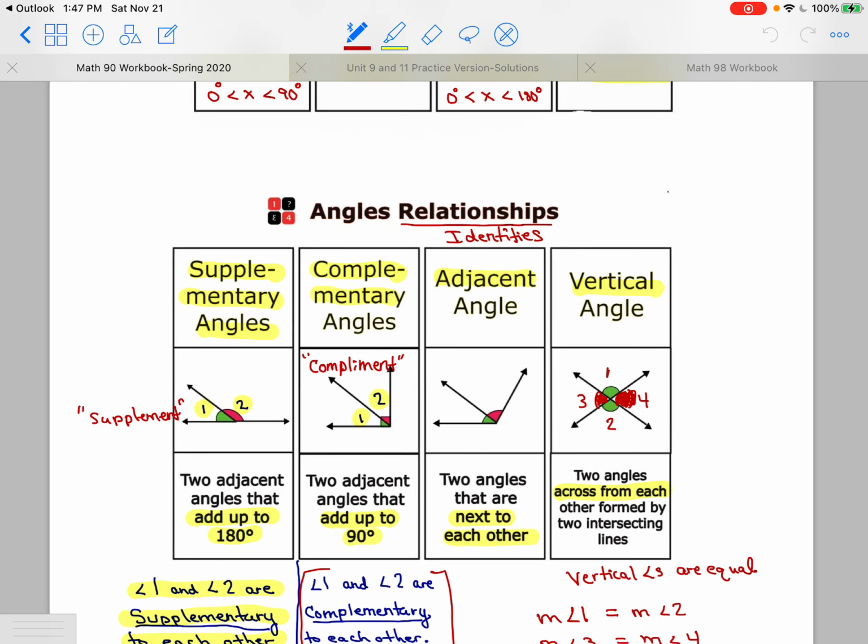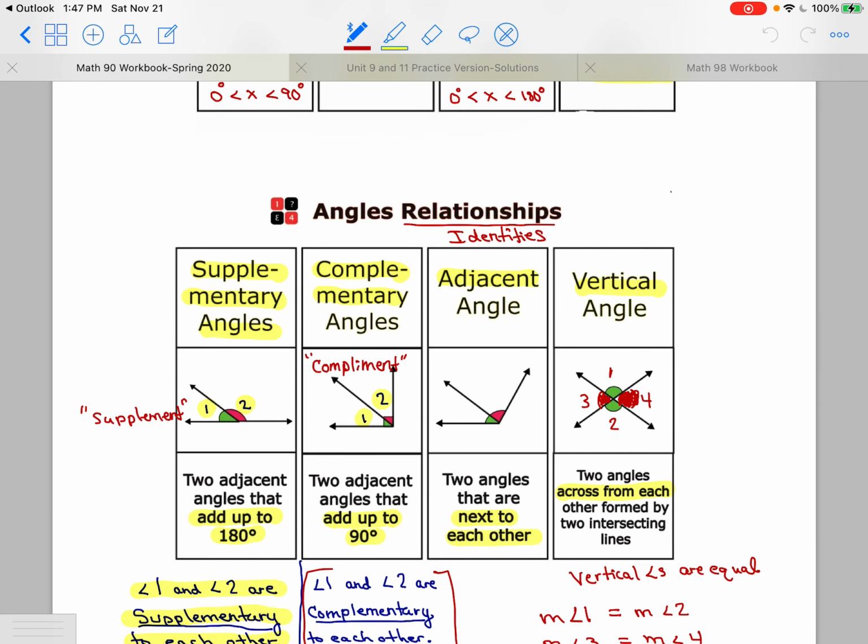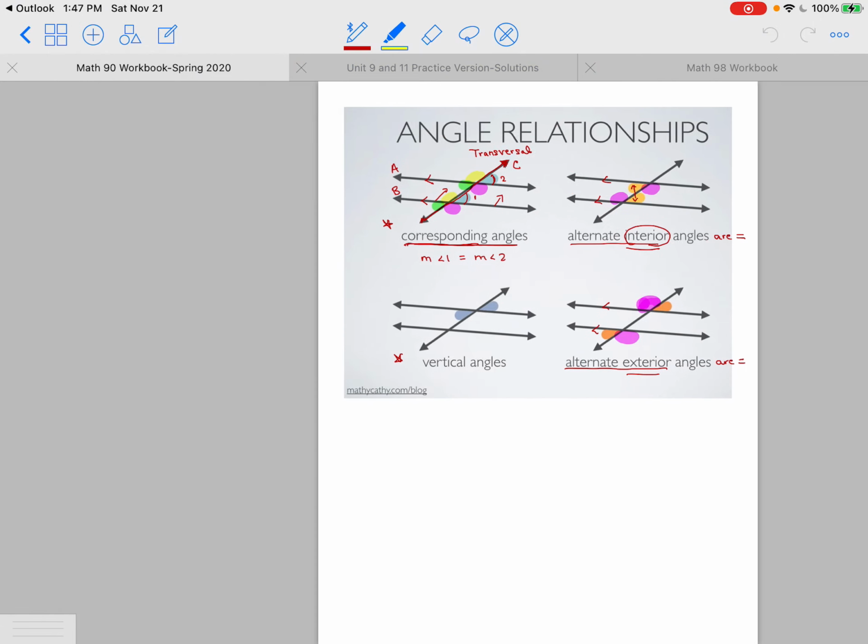But if we looked at some angle relationships here, we can remember this idea of vertical angles, right? Vertical angles that are right across from each other when we have two intersecting lines. We know that those are equal to each other, right? They're equal to each other.